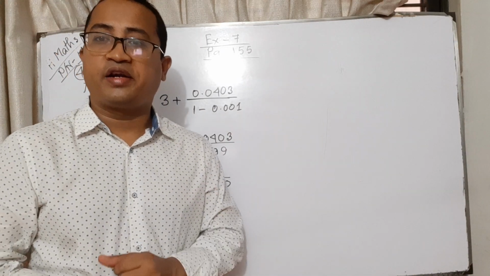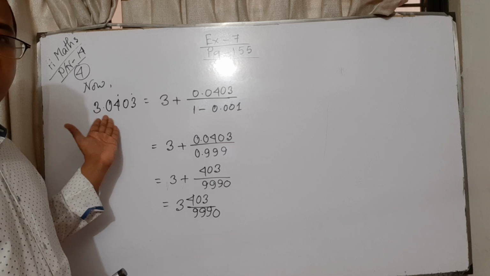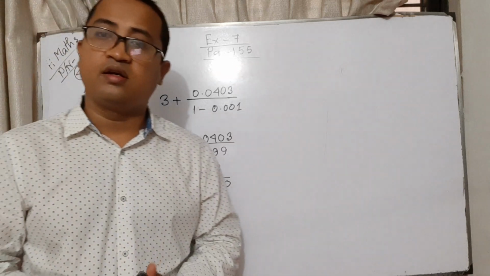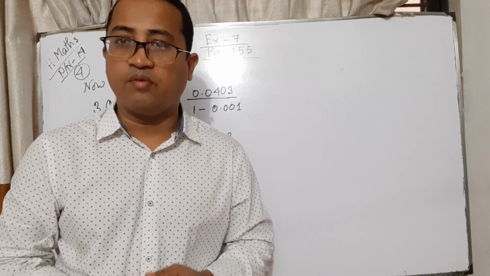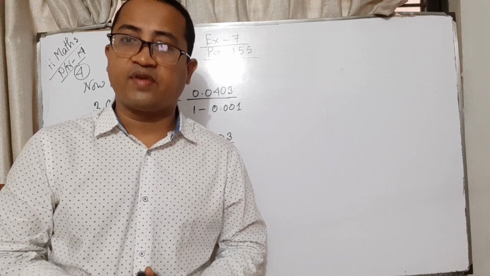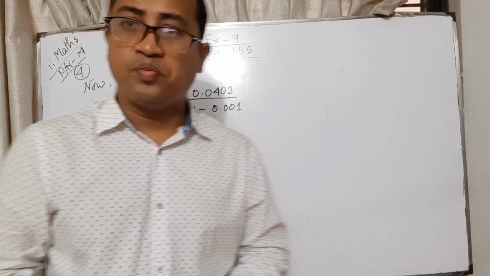This rational fraction is equal to the repeating decimal. Similarly, you can do 2 and 3 at your home. Now we will go to question number 15. That is a creative question, so you should be more attentive.